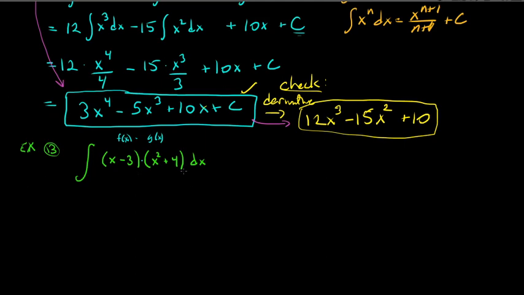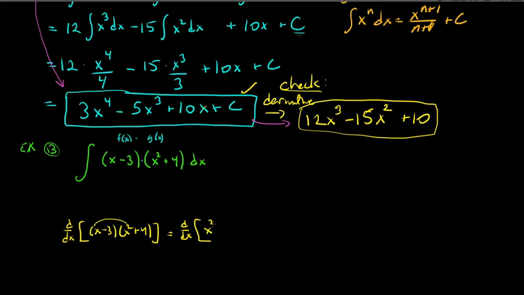Think carefully here, right? Even though we want the integral here, you should remember how to take the derivative of x minus 3 times x squared plus 4. And you say, well, yeah, I would use the product rule. Sure, you can use the product rule, but you don't have to. As long as you can multiply this out, just use FOIL here. Before we take the derivative, let's just multiply it out first.